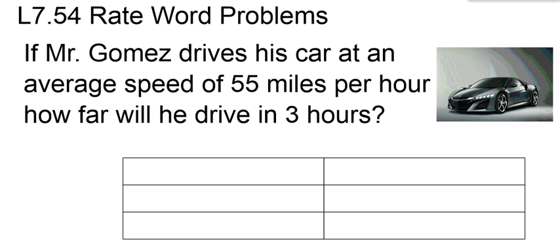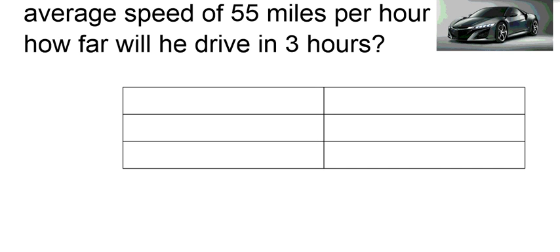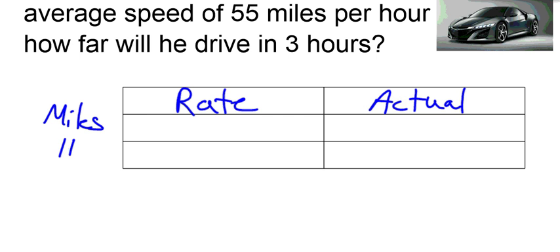If Mr. Gomez drives this car at an average speed of 55 miles per hour, how far will he drive in 3 hours? Let's set this up and put some labels in. Instead of ratio, we're going to write the word rate here, and then, once again, actual. This time we can put some labels on the side. We understand it's miles per hour. There's our rate, 55 miles in 1 hour. The question is asking how far he is going to go in 3 hours.